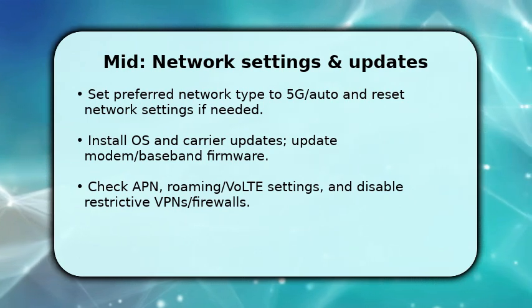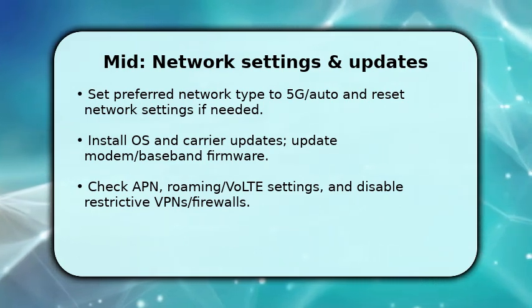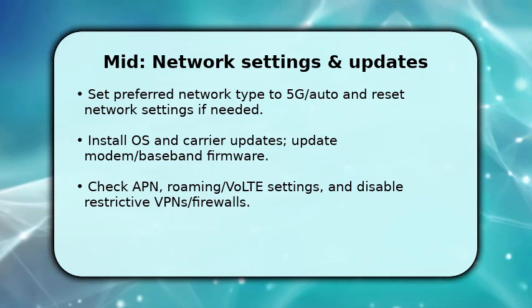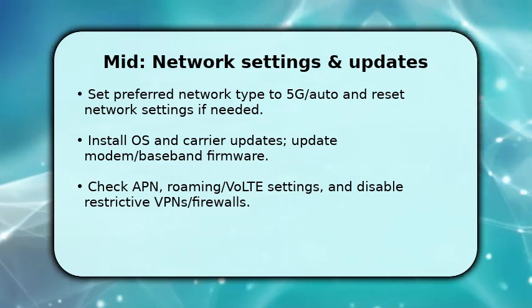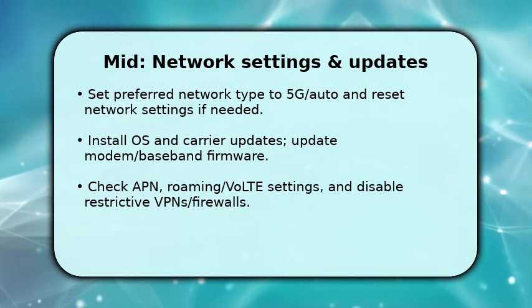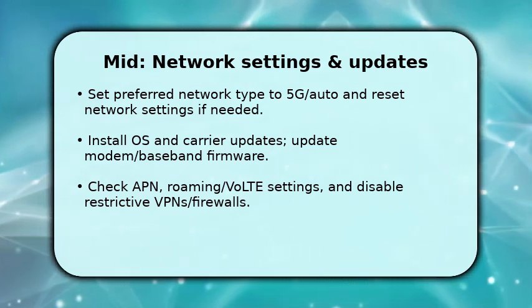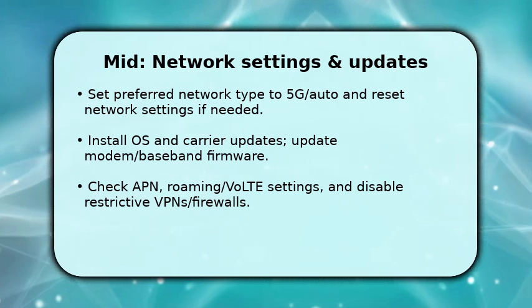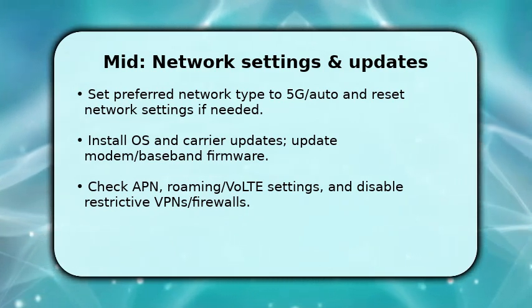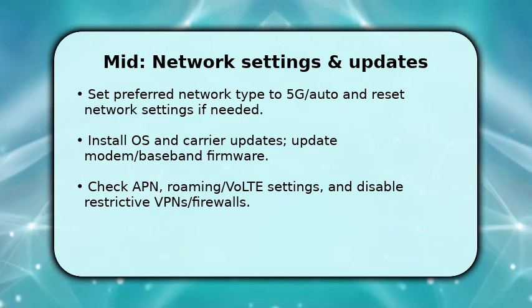Reset network settings to clear bad APN entries, then re-enter correct APN and roaming settings provided by the carrier. Make sure VoLTE/5G calling options match carrier recommendations, and temporarily disable VPNs or third-party firewalls that may block registration.